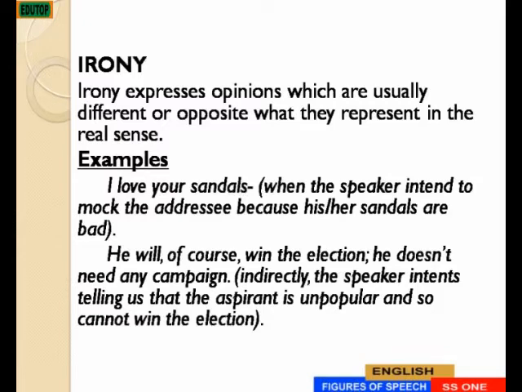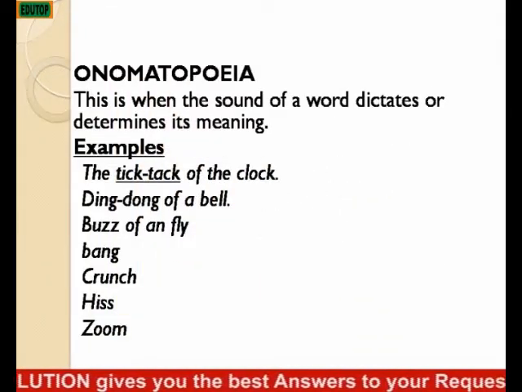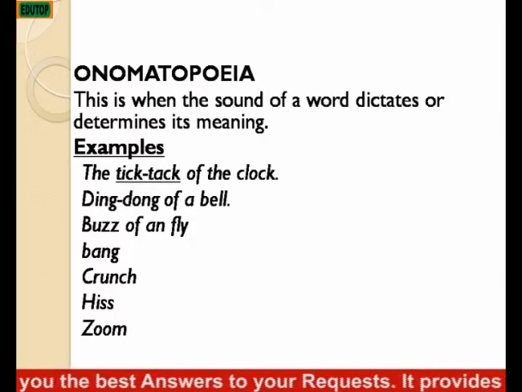So when you are saying he does not need to campaign, he will win the election, you are indirectly telling us that the aspirant is unpopular and so cannot win the election. So irony talks about opinions that are usually different or opposite to what they represent in the real sense. So it is an indirect way of negative or positive expressions so that it will mean the opposite in the real sense. Onomatopoeia. This is when the sound of a word dictates or determines its meaning.